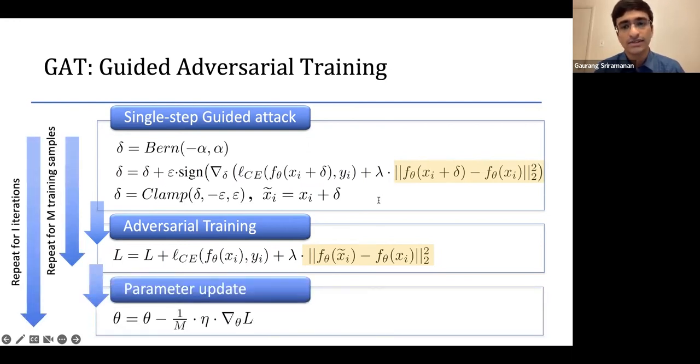And this algorithm is then repeated for a fixed number of iterations, and the best model is chosen using early stopping on a holdout validation set. We also observe that to improve diversity further, we can set this coefficient lambda in the attack to be 0 in alternate iterations. So this essentially reduces to the simple gradient-based attack using just cross-entropy loss in alternate iterations.